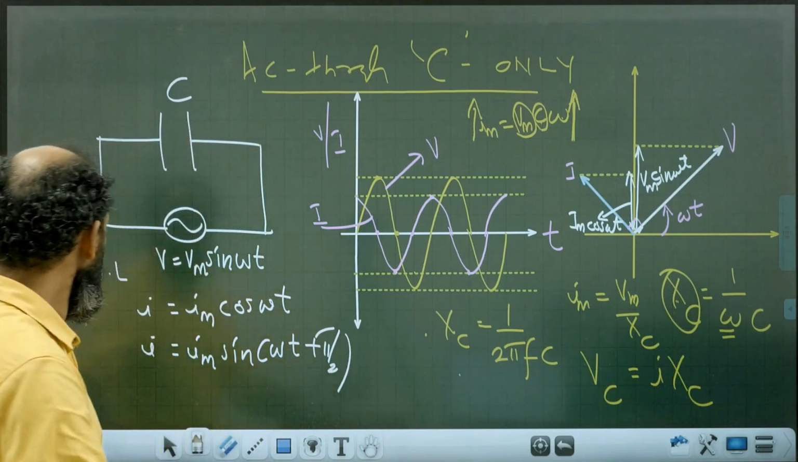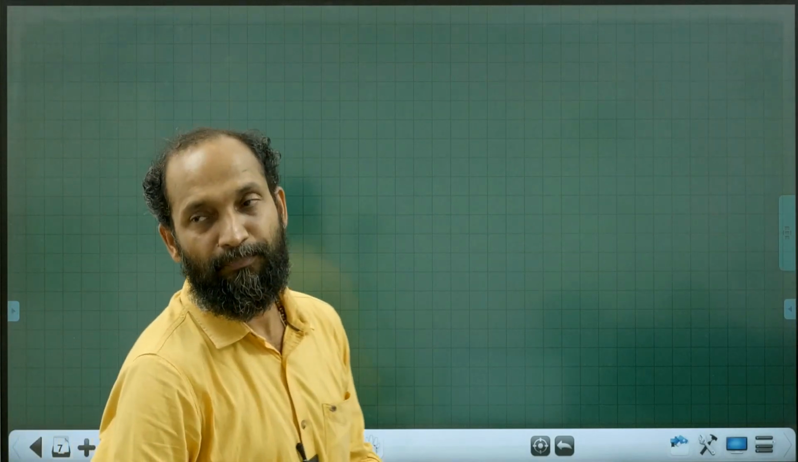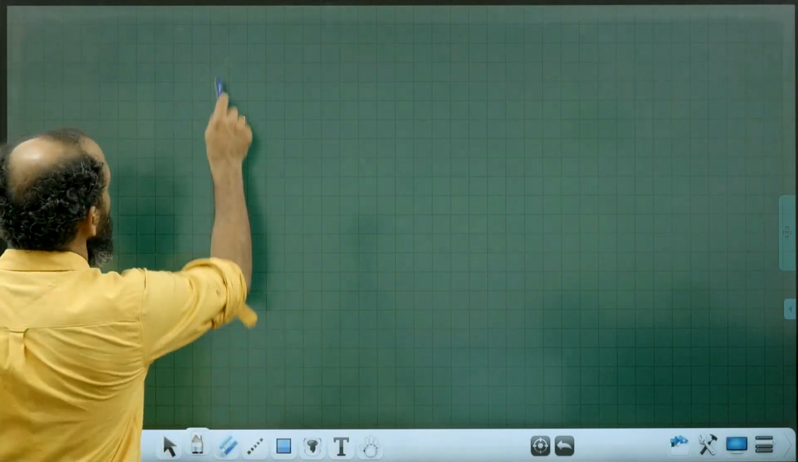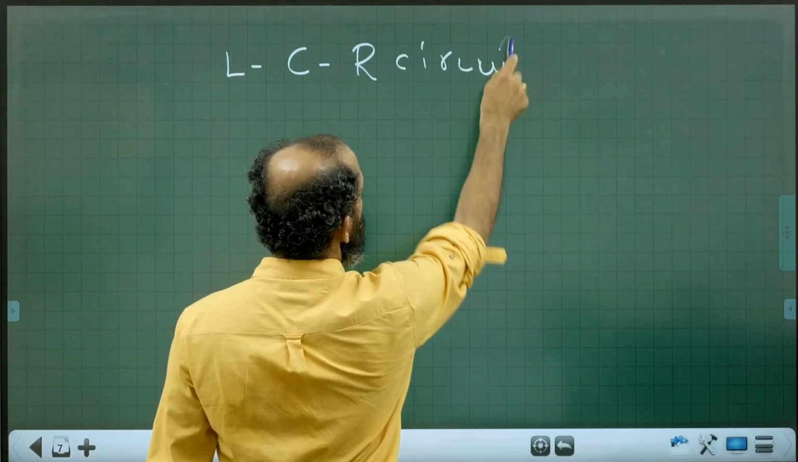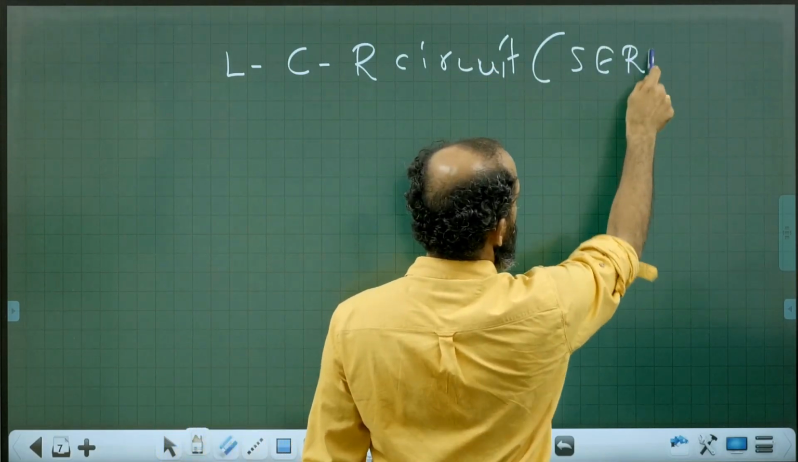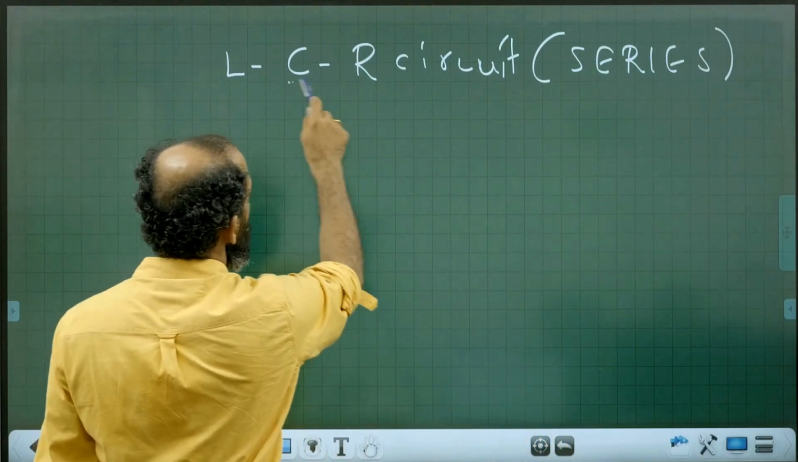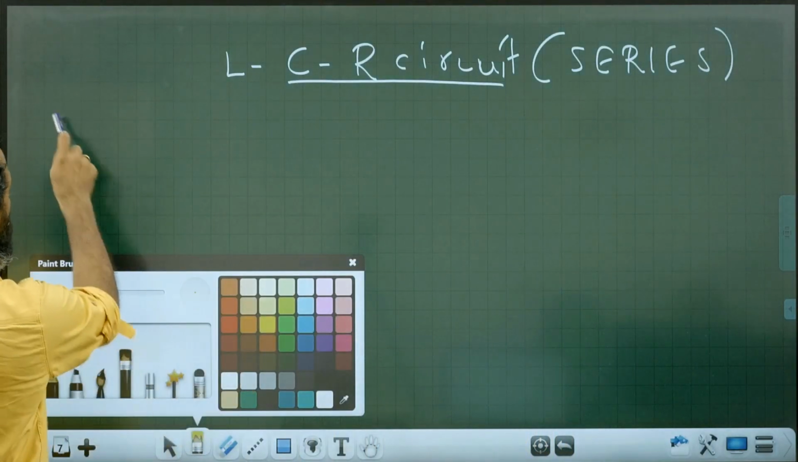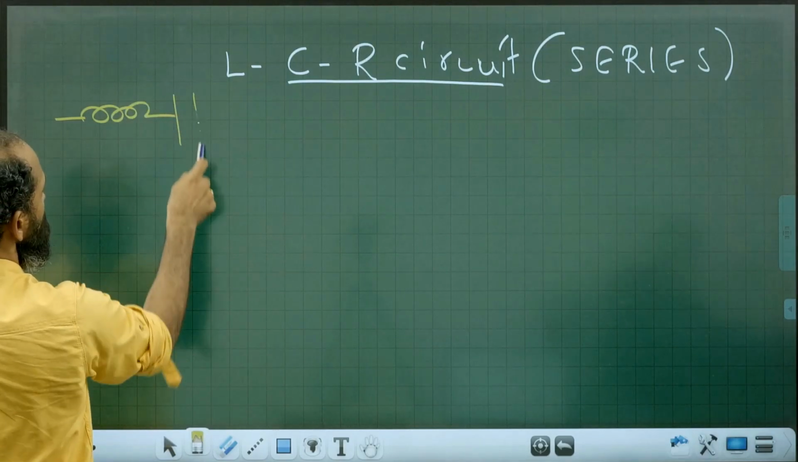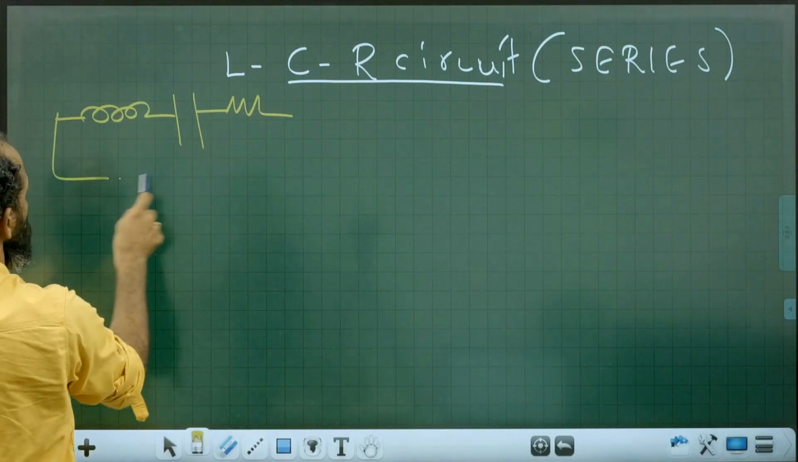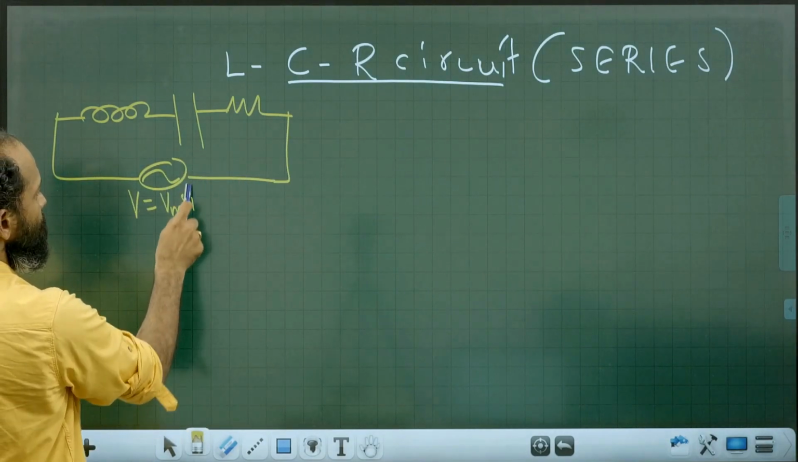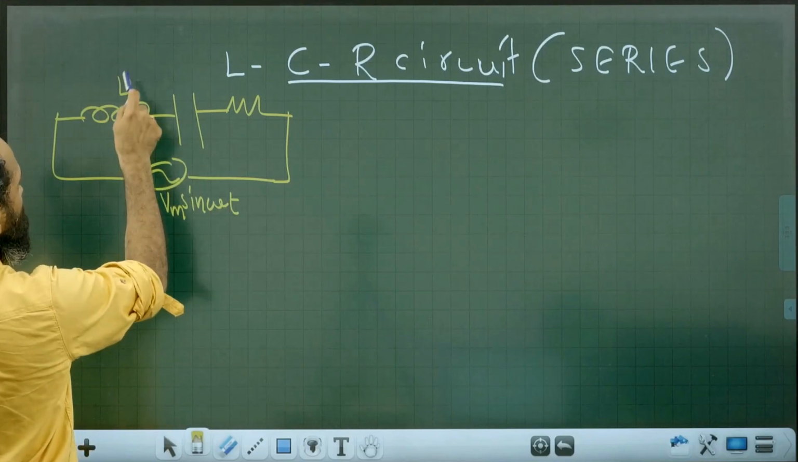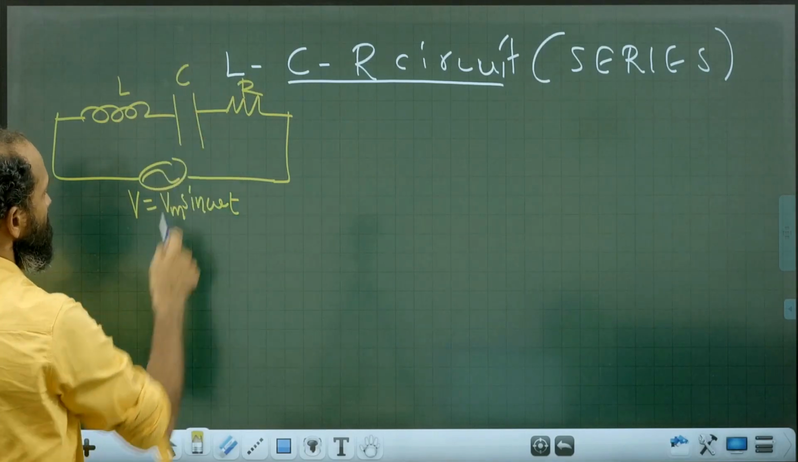Okay. Now we are combining this inductor, capacitor and resistor all in series. That is in our syllabus. Series LCR circuit. L means inductance, C means capacitance, R means resistance. Then the supply voltage is still the same, V equals Vm sin omega t. L inductance, C capacitance, R resistance.